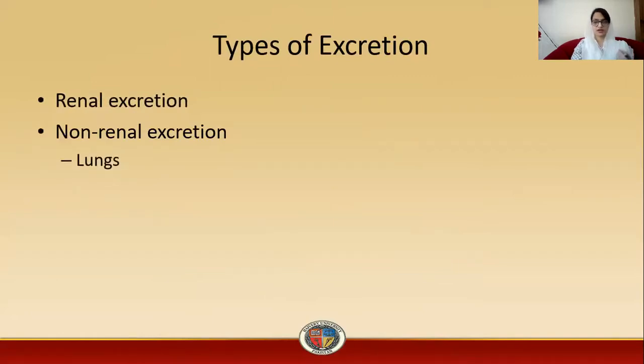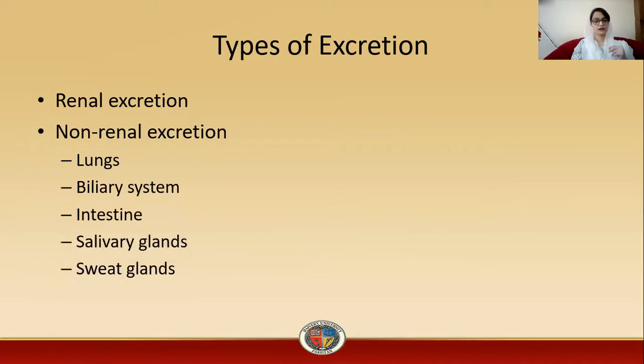First of all is renal excretion, and the second one is non-renal excretion. Under non-renal drug excretion, there are other routes of excretion, which are lungs, biliary system, intestine, salivary glands, sweat glands, and mammary glands. These are the other, you can say, non-renal routes of drug excretion.